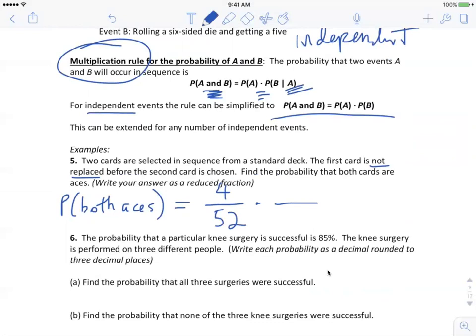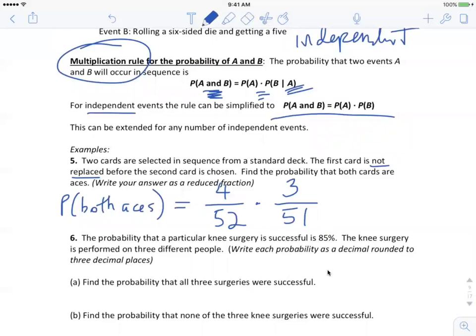For the second fraction, we're going to assume that the first card was an ace. We're going to assume that success and not replace it. So we're going to take an ace out of the deck. So that second fraction, the numbers are going to change. What's the probability now of getting an ace if one of the aces has been removed? So now there's only 51 cards total, and only 3 of them are aces. Okay, that's the conditional part of this multiplication process.